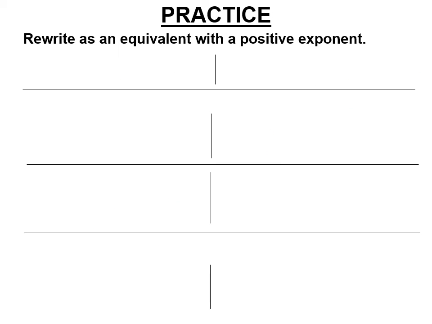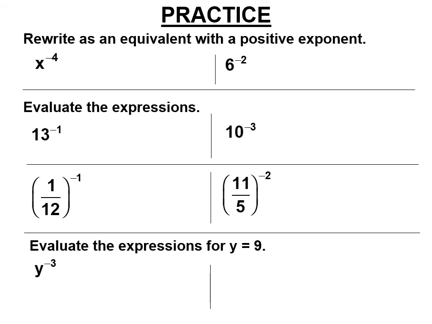All right, so practice. You're going to do all these without my help, and then check your work. So rewrite with a positive exponent. It has to be this. You're not going to just go x to the 4th. That's not equal to that. What's equal to that is 1 over x to the 4th. 6 to the negative 2nd is 1/6 squared.